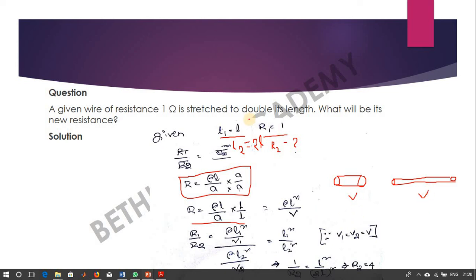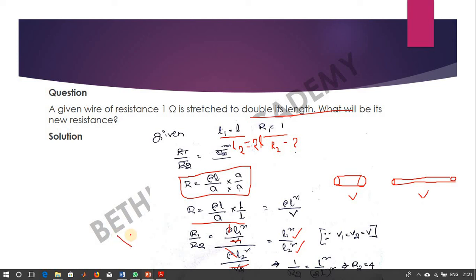So we are considering the fact that when the length is doubled, its cross-sectional area also needs to be taken into account. That is why we are multiplying with L and dividing with L and taking the volume out of the equation. So when we take out, V1 is equal to V2, this will go, and since it is the same material, resistivity also will go. So then R1 by R2 is equal to L1 square by L2 square.